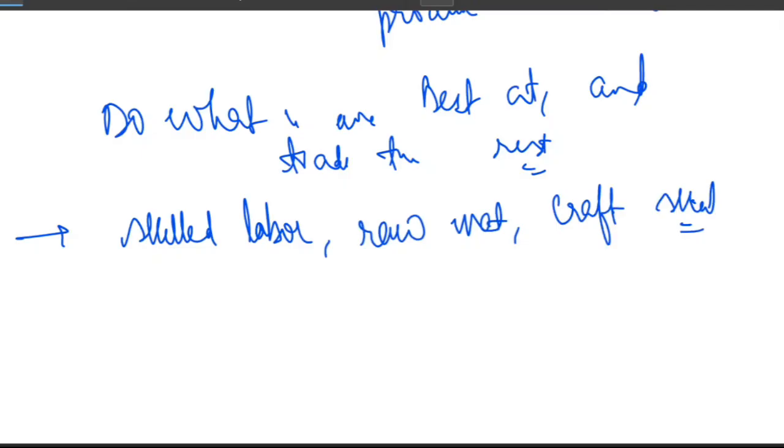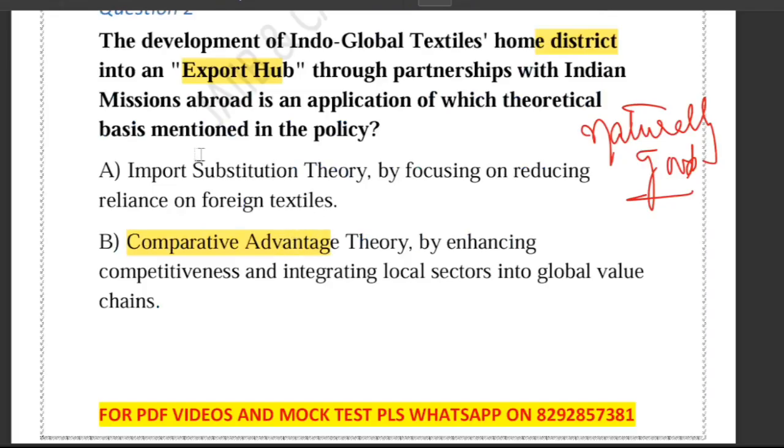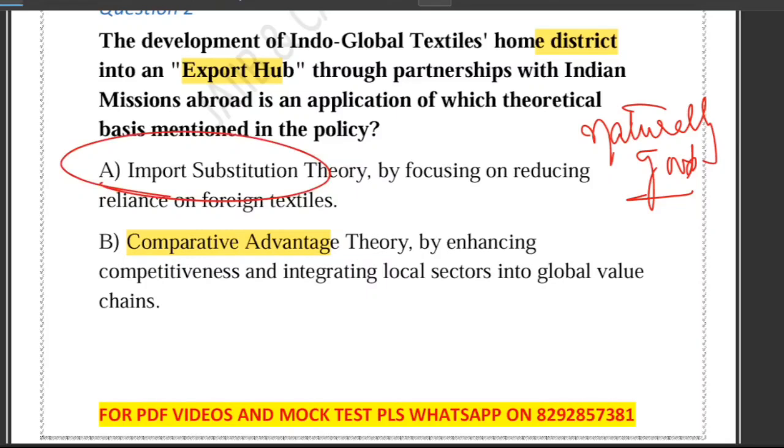So if a district uses its natural strength to export more, it grows faster and the country earns more foreign income. This is exactly what the policy is doing: identifying each district's best product and helping it enter the global market. The government is not forcing districts to make everything, like in the case of import substitution, where every district is told to make everything instead of importing. No, rather the government is encouraging them to focus on what they naturally excel in and sell it globally. So B is the correct option.